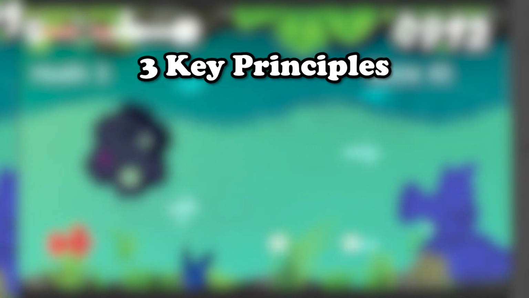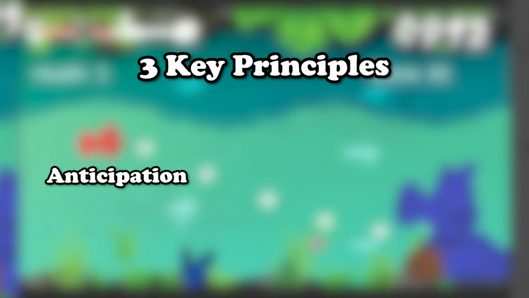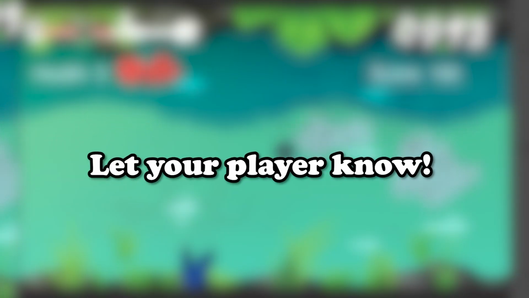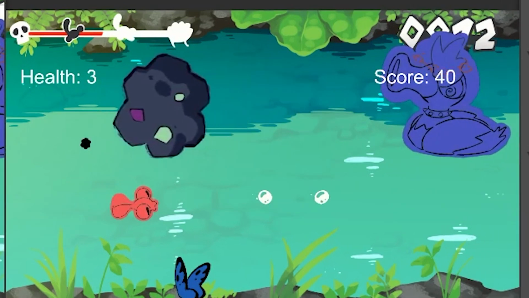There are 3 key principles that you need to follow: the anticipation, the climax, and the dissipation. Timing is important to create different feelings like power and expectation. It is important to tell the player what is about to happen. Try to imagine the sound you see with the visuals.